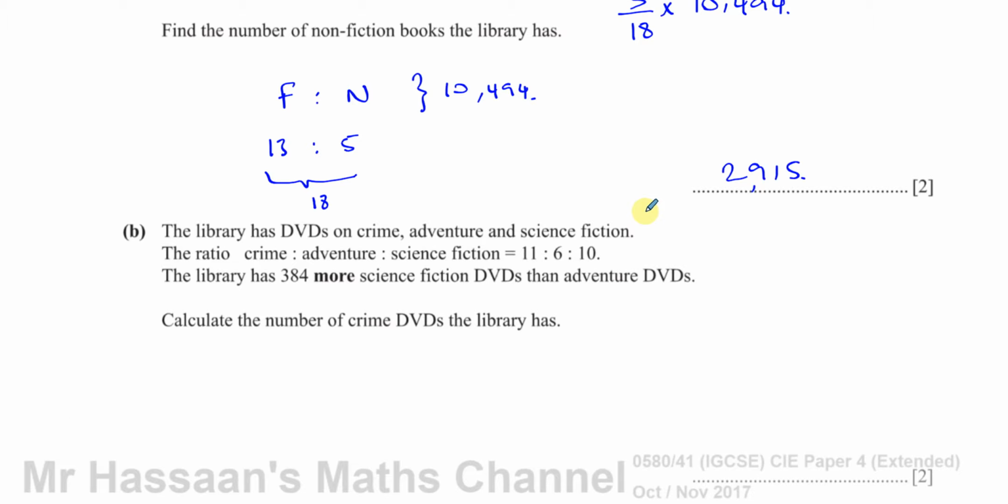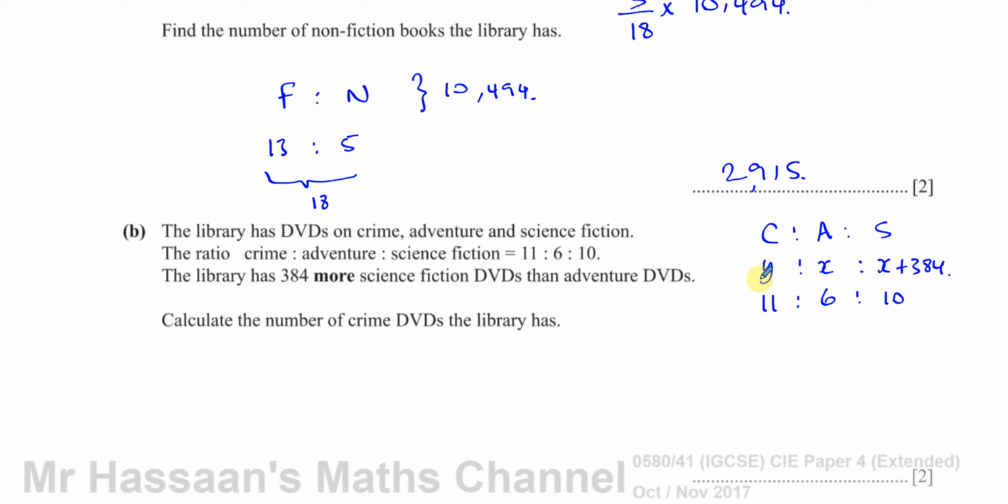Okay, part B. It says the library has DVDs on crime and adventure and science fiction. The ratio of crime to adventure to science fiction is 11:6:10. It says the library has 384 more science fiction DVDs than adventure DVDs. So the science fiction is 384 more than adventure. Let's say the number of adventure DVDs is x. That means the number of science fiction is x plus 384.